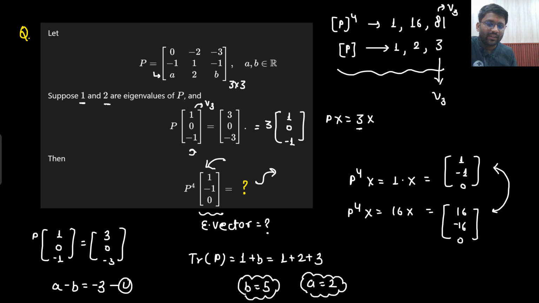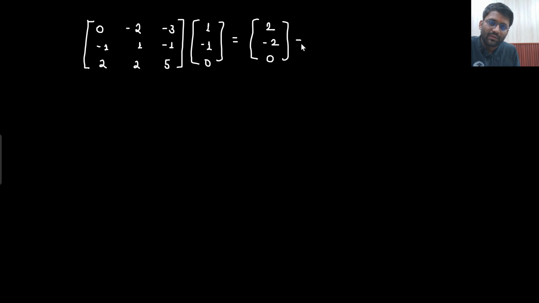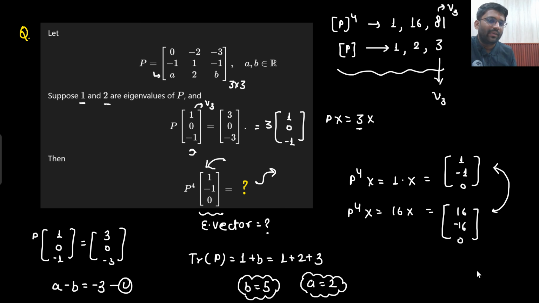So what I do is multiply this matrix P with this eigenvector, (1, -1, 0). Let's see what result we get. Is this an eigenvector or not? Multiplying, you will get 2, then -2, and 0. There you go, so yes, it is the eigenvector corresponding to eigenvalue lambda equals 2.